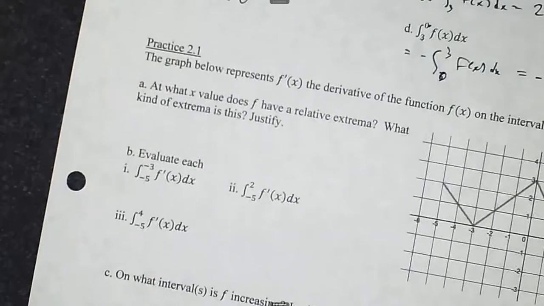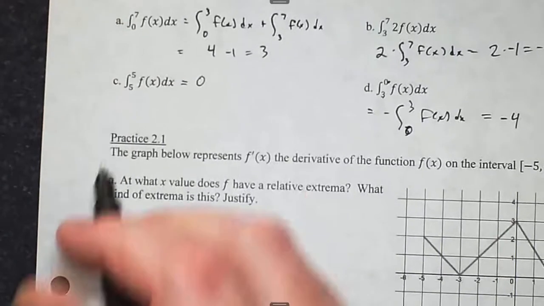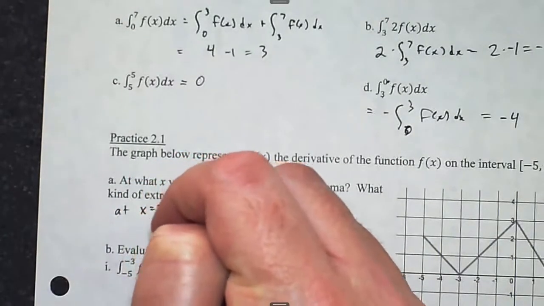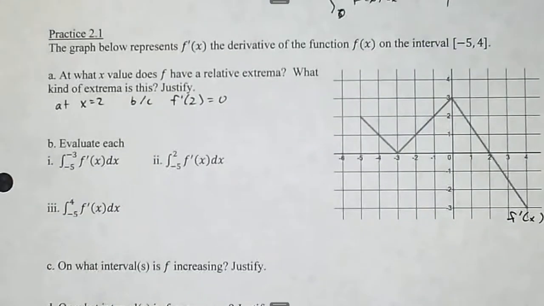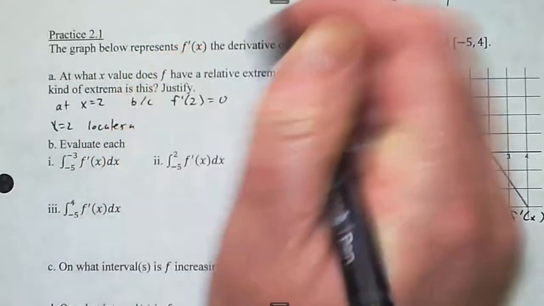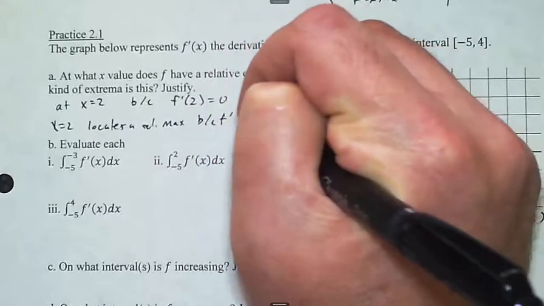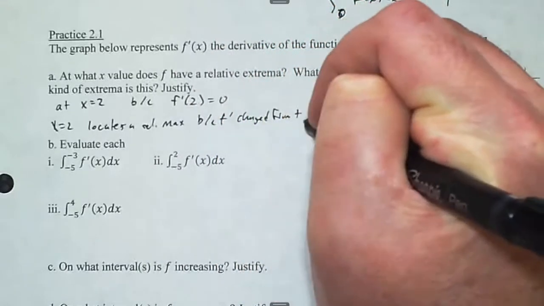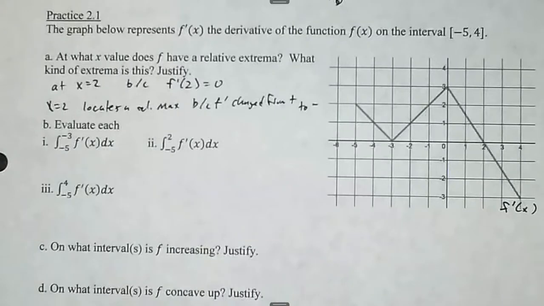All right, so let's go over what we got. At what value does f have a relative extrema? Well, we can see that we have a relative extrema at x equals 2, because f prime of 2 equals 0. Now, f prime of negative 3 also equals 0, making it a critical number, but it's not an extrema because it didn't change from positive to negative. X equals 2 actually locates a relative maximum, though, because f prime changed from positive to negative. Can we see that? That must have been a relative maximum of f because the derivative changed from above to below.